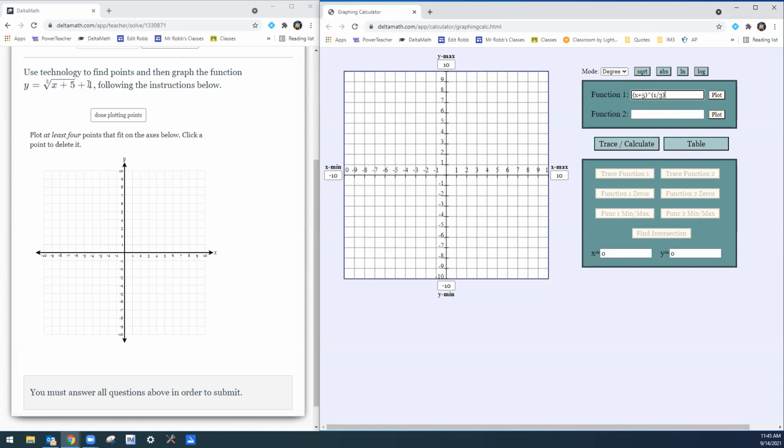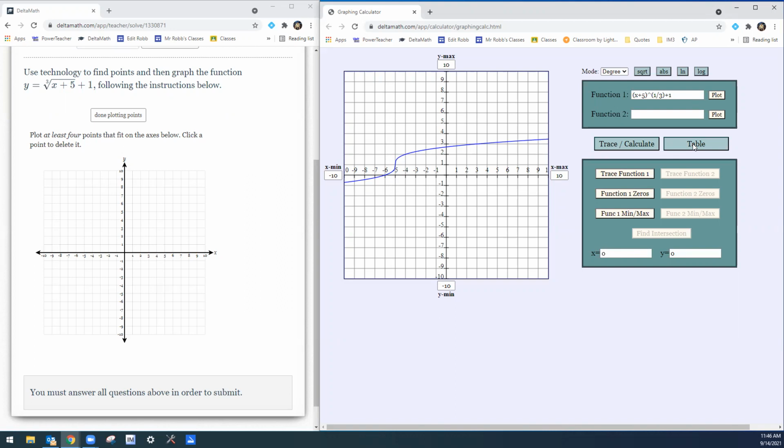Then we need that plus 1 right there. So I now need to put a plus 1. And when I hit plot, this right here would be the graph of this. Then what happens here is they want you to get 4 points. So there are 4 points here. So how do you find the 4 points?